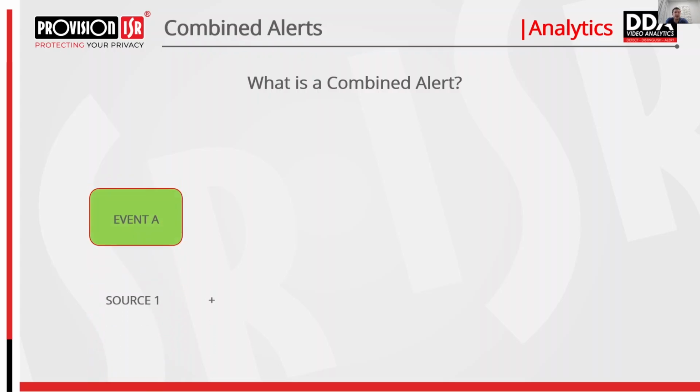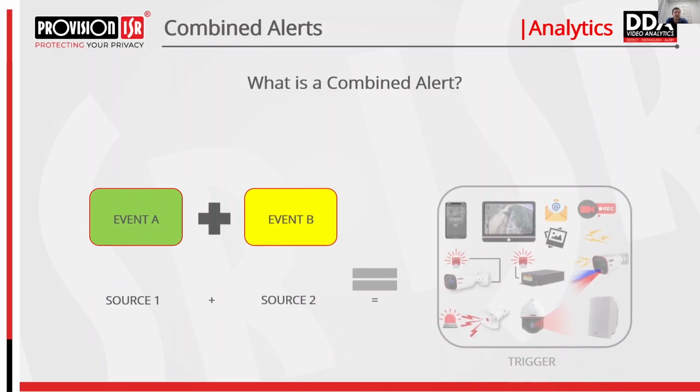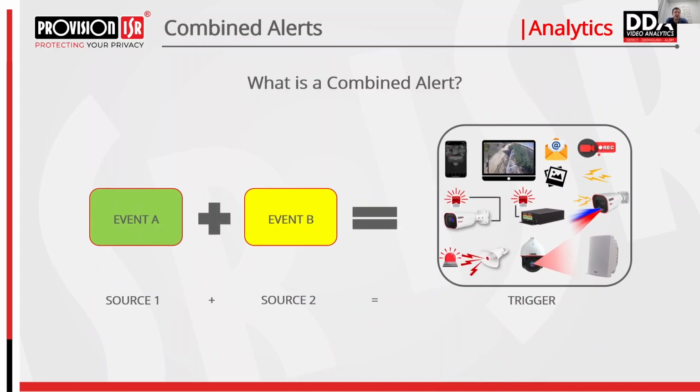If event A happens, and at the same time event B happens, only then trigger an action. In our system, this means that 2 or more conditions must be met simultaneously for a trigger or an alarm to occur. We call this a combined alert.